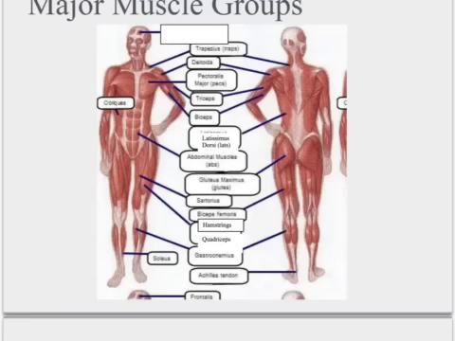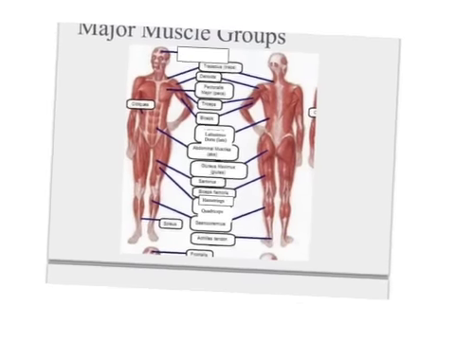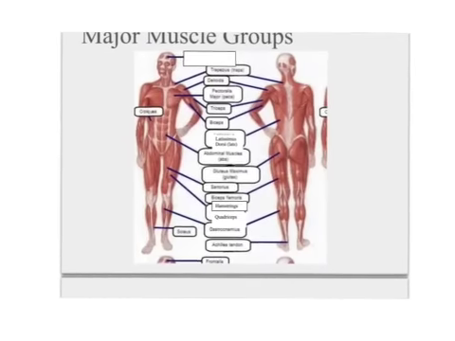So here we have our muscle diagram. We have two sides to the body, and we're going to talk about each one of them and where those muscles go here. So first up we have the anterior, which is our front, and then we have the posterior, which is our back. We have major muscle groups on each. I'm going to highlight the major muscle groups for you here.